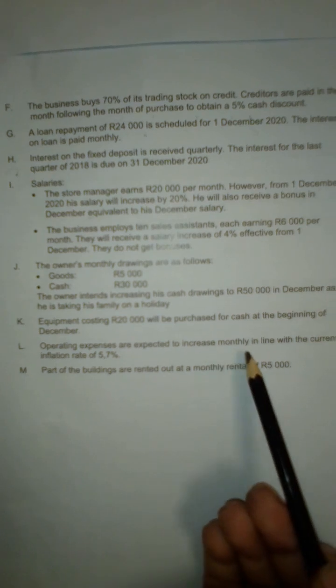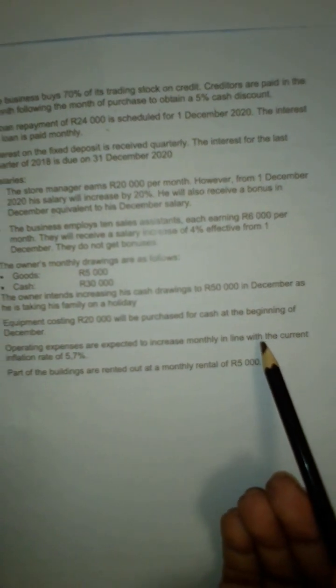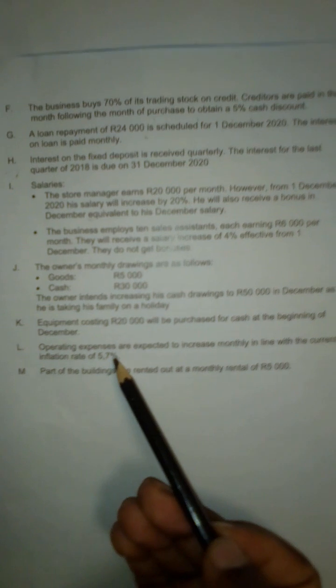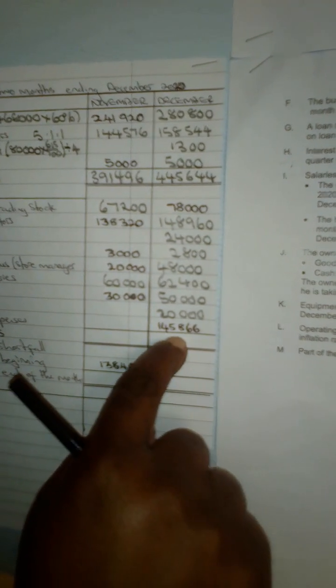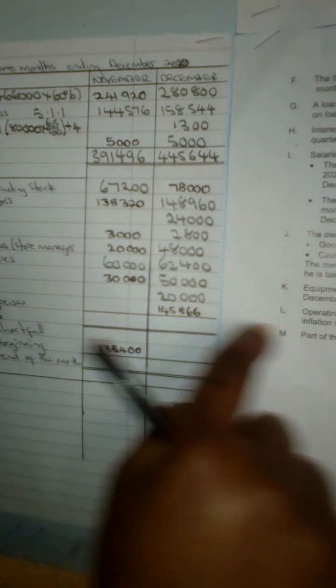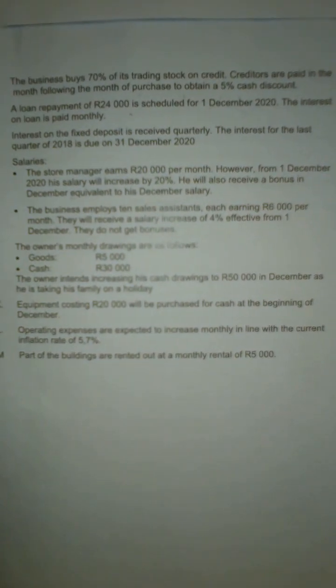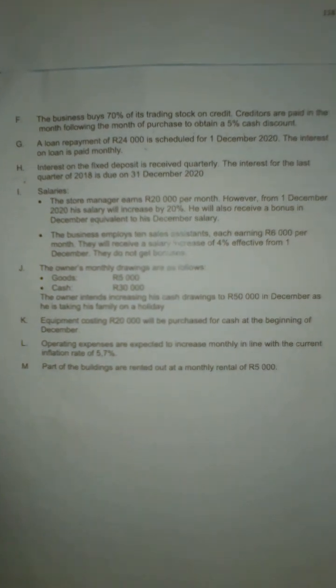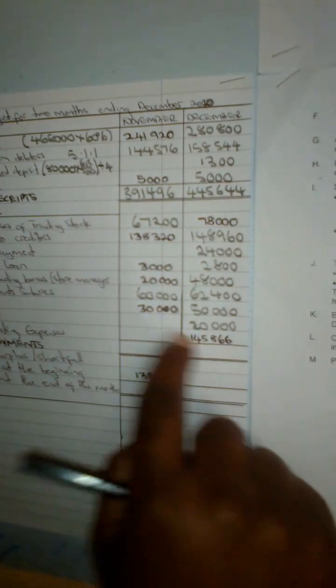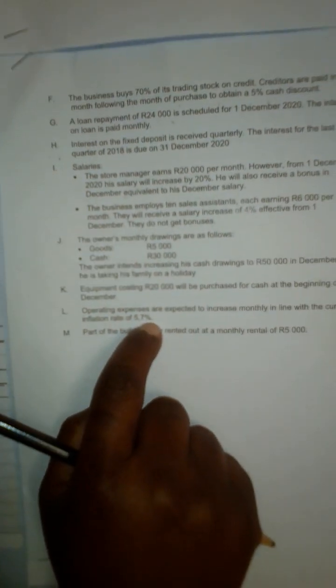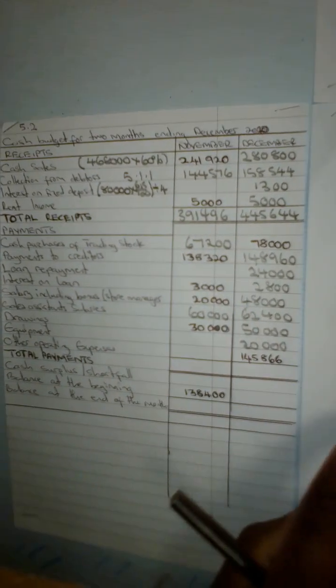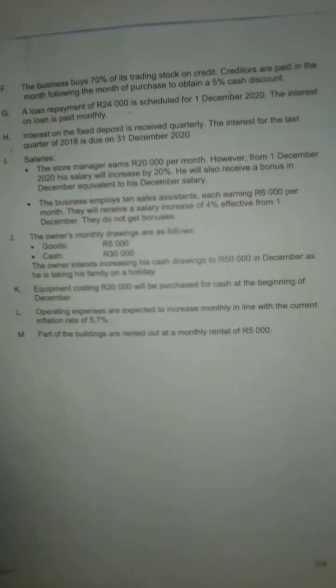Operating expenses are expected to increase monthly in line with the current inflation rate of 5.7%. So it means these operating expenses in December increased by 5.7% from the ones that were given in November, which we do not know, is it? So in other words, this amount has an extra 5.7% from the amount that was shown in November. Okay, so in other words, it's actually 105.7% of what was there in November.